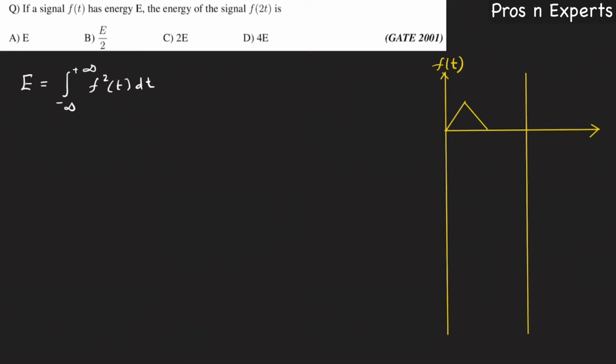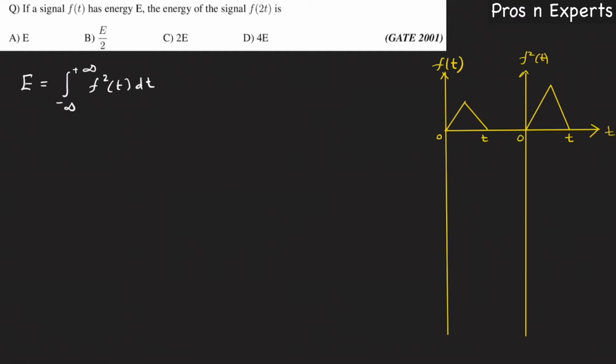In parallel I'm drawing f square of t. So this is f square of t. The amplitude will be squared. So let us assume the signal is from 0 to T in the time axis, and squaring the signal will not change its duration, only the amplitude is changed, it's squared, right? So this is f square of t and f of t on the time axis.